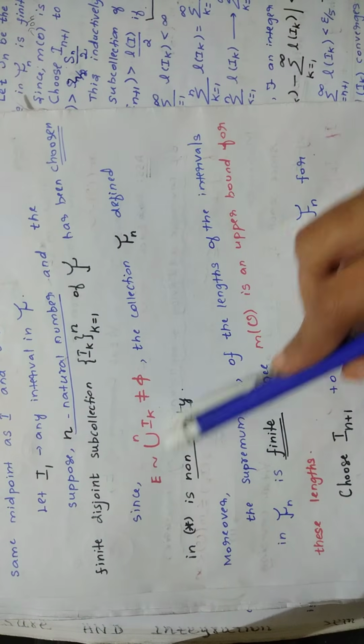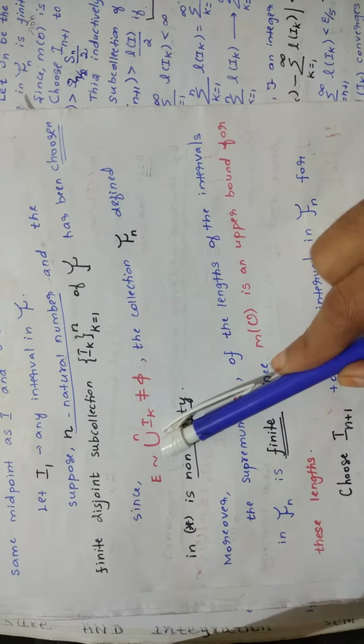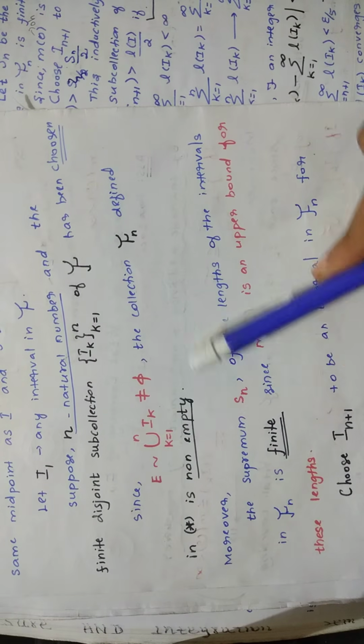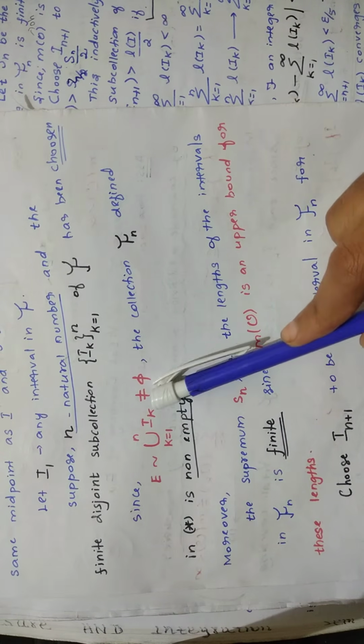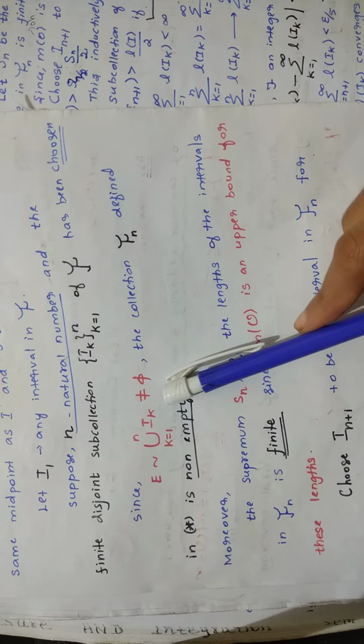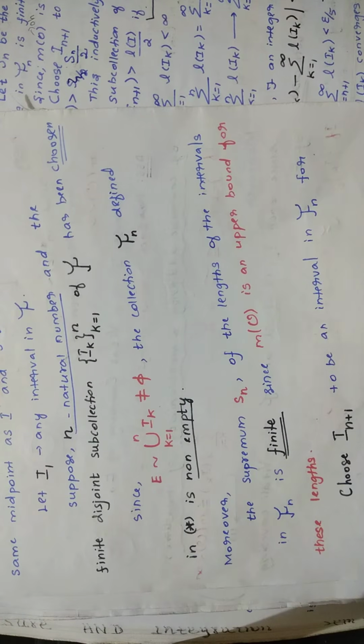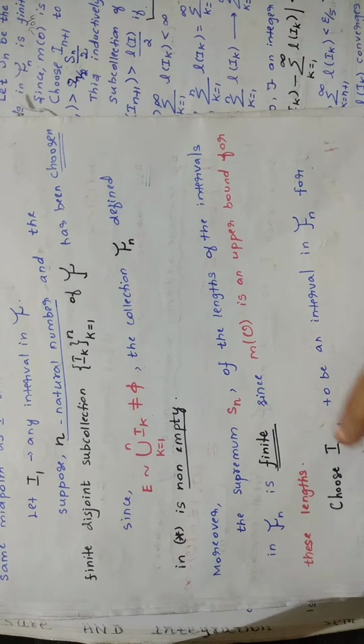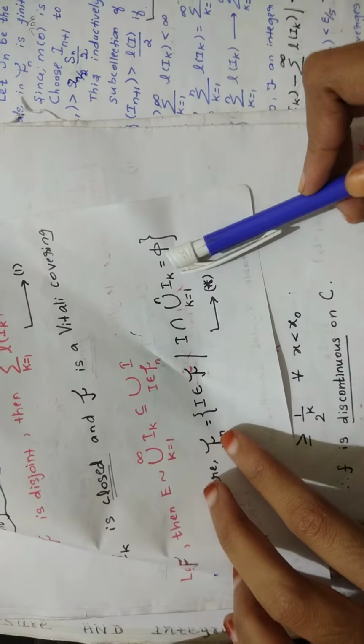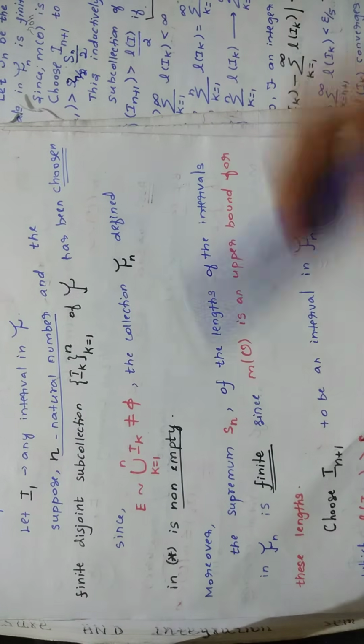Okay. If this is not equal to empty, I'm so sorry, okay, this is not equal to empty. If this is not equal to empty, means the collection here having Fn, right, in Fn also this value is not equal to empty. That is what they are saying.